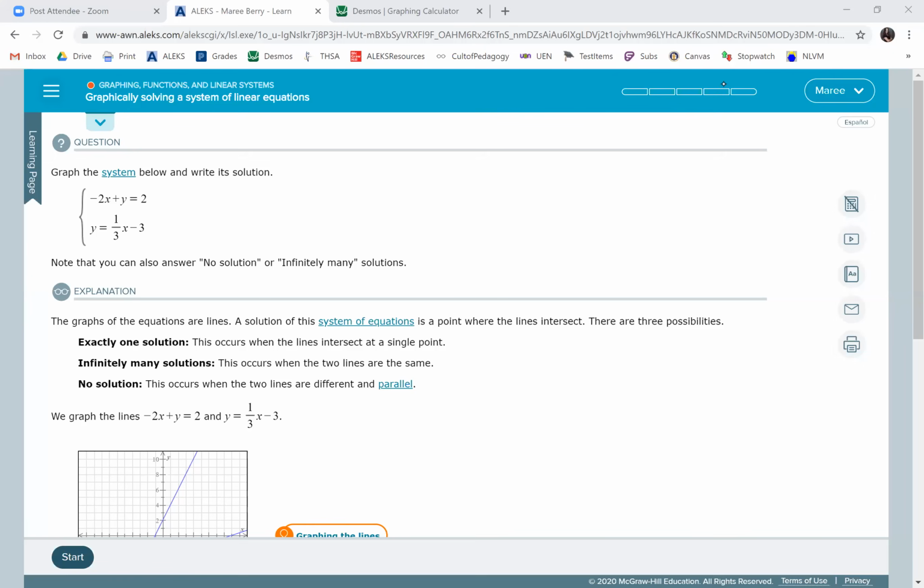We're going to be solving a system of linear equations. A system just means there's more than one equation. It can be 2, 3, 4, whatever. They want us to solve them from graphing. So we're going to graph each one.